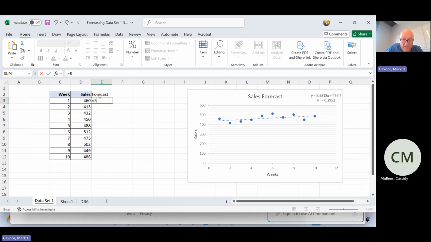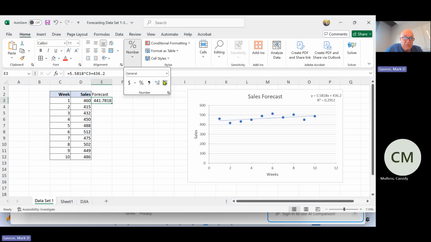And I'm going to put the slope, 5.5818, times, which is the star, and the week, which is the 1 there, plus 436.2. And it says my forecast should be 441.7818. Well, I don't want that many decimal places because we're forecasting in presumably units, right? So I'm going to just change it to 442.